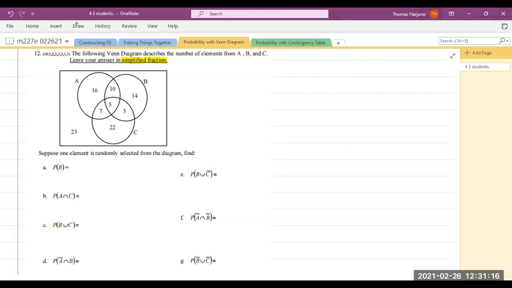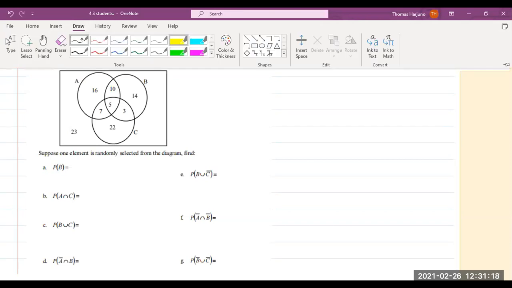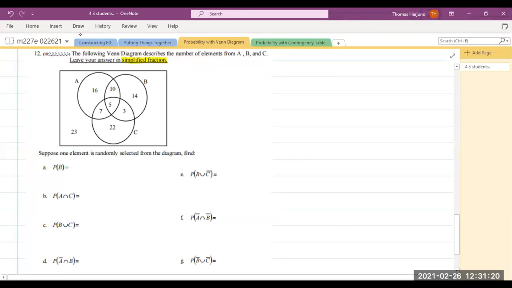Now let's start with this. Suppose one element is randomly selected from the diagram, only one element. Part A, that notation means what's the probability to get a B. We select one element, right? So we need to first find how many elements we have in total.